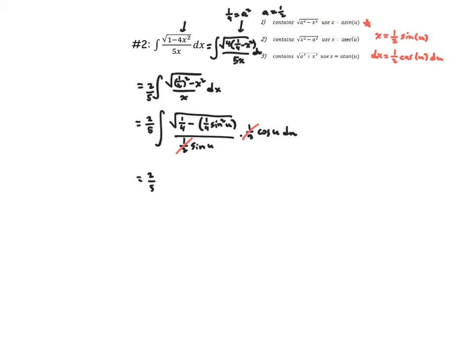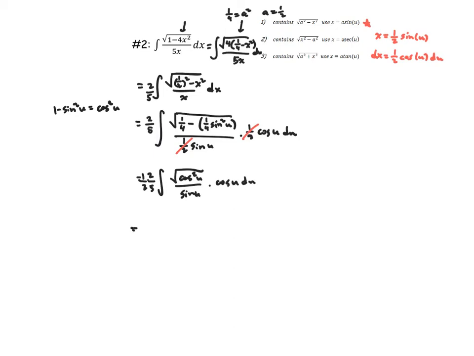So I get 2/5, and I'm going to factor out that 1/4. Factoring out the 1/4, I'm going to get a 1/2 coming out of the square root there. So I will be left with the square root of what would be 1 minus sine squared. Well, we know that 1 minus sine squared u is equal to cosine squared u. So I'm going to get cosine squared u over sine u times cosine u du.